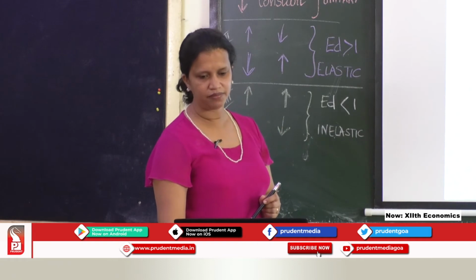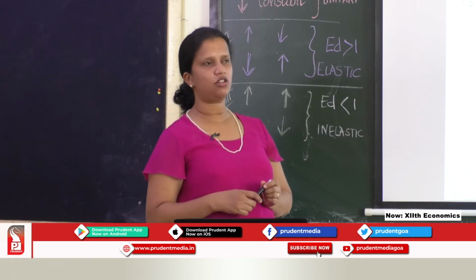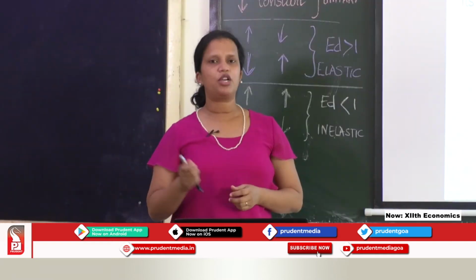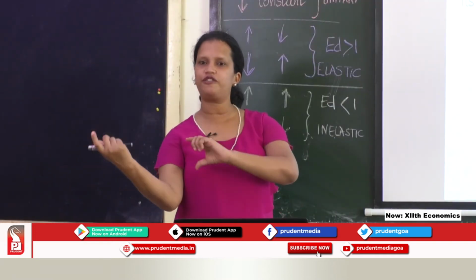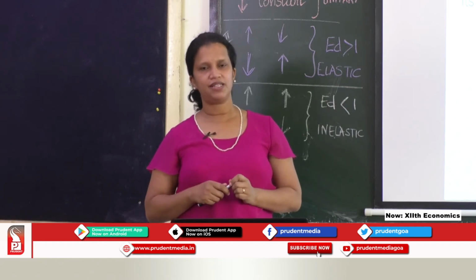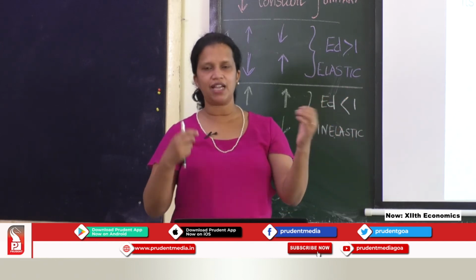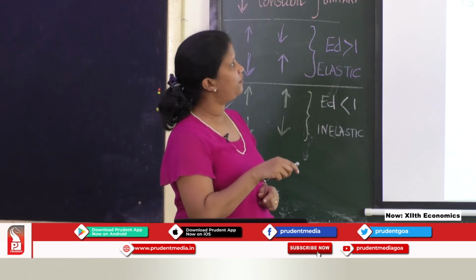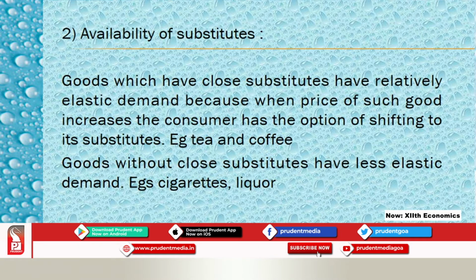Let us go ahead. The next determinant of elasticity is the availability of substitutes. All goods which have close substitutes have an elastic demand. Why? Because the consumer has an option of shifting to another good, isn't it? So, if the price of one has increased, I have the choice of changing to buying another good. Therefore, we can say that there is an elastic demand, right. The consumer has a choice of choosing the substitute goods.